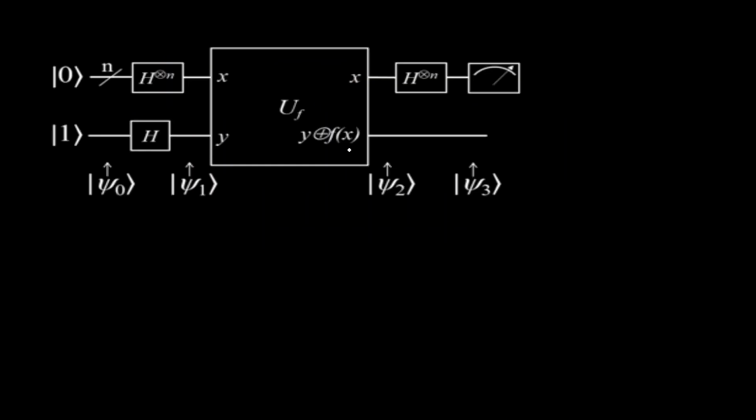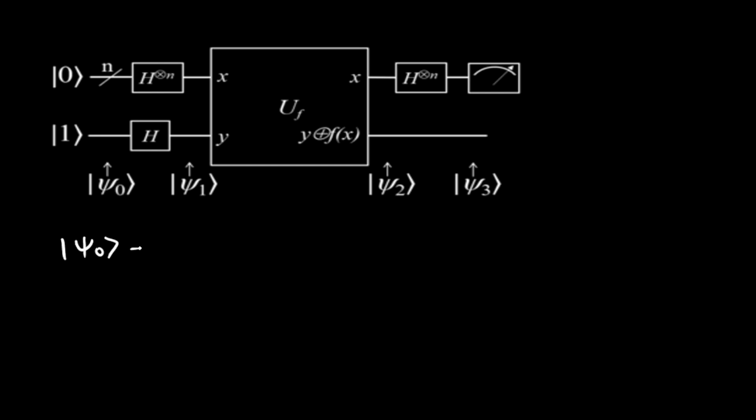We'll use this quantum circuit to solve the given problem. From the given circuit, the upper entry, called the query register, is the n qubit 0 state, and the lower entry, called the answer register, is the 1 state. And as usual, this circuit is divided into 4 states: psi 0, psi 1, psi 2 and psi 3. So now let's try to get each of these states.